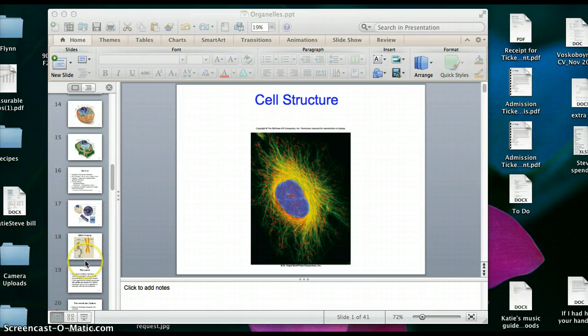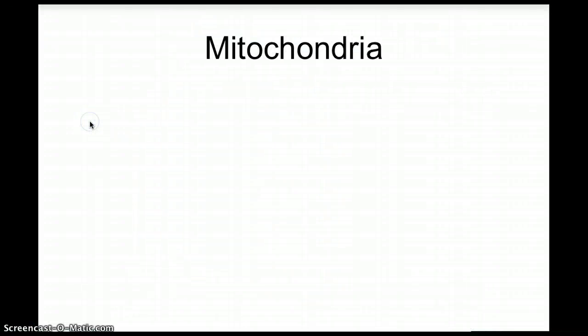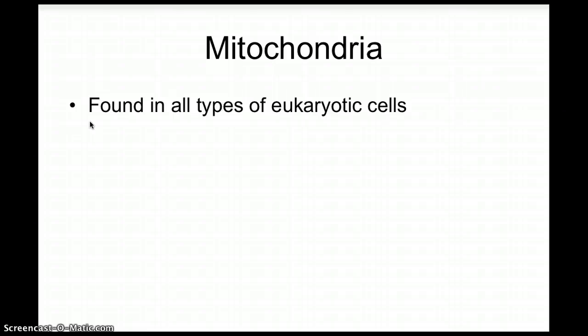Okay, so basically we left off with the mitochondria. So let's go back to the mitochondria and let's figure out what we're doing. So the mitochondria, most of you who have had biology before have heard mitochondria is the powerhouse of the cell. Mitochondria is found in every single type of eukaryotic cell.